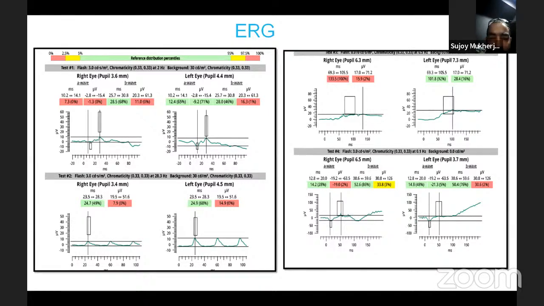And here, if we now look at the rod and cone function based on ERG, the image is of the right eye and left eye together. Now, the first image towards our left-hand side is done in the photopic condition, meaning light adapted condition, and the other one is done in the scotopic condition, meaning dim light adapted condition. The first one shows the cone function: the first one is the photopic 3.0 ERG, and the bottom one is the photopic 3.0 flicker.